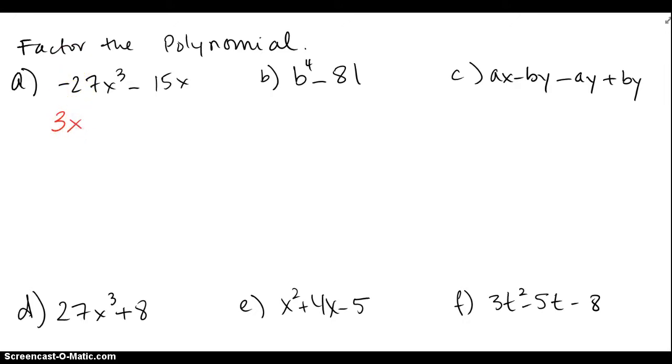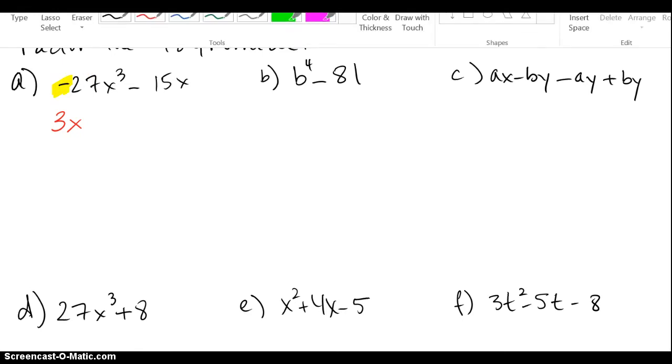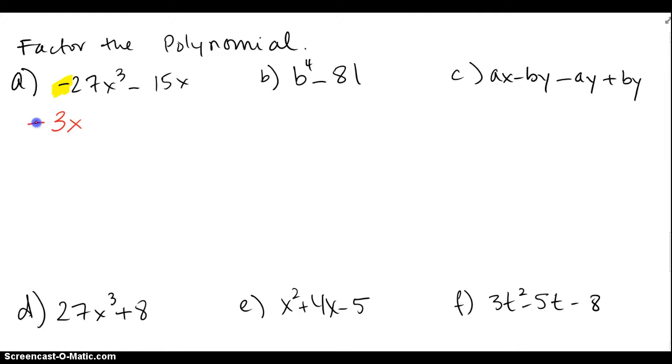And since it starts off with a negative, remember when the leading coefficient is a negative, we tend to pull that out. So I'm going to take a negative 3x out. That's going to leave me with negative 27 divided by a negative 3, which is a positive 9. X cubed, take away one of the x's, I'm left with x squared. Negative 15 divided by negative 3 is a positive 5. Remember, signs change when you pull out negatives. And there was only one x and I pulled it out, it's gone.